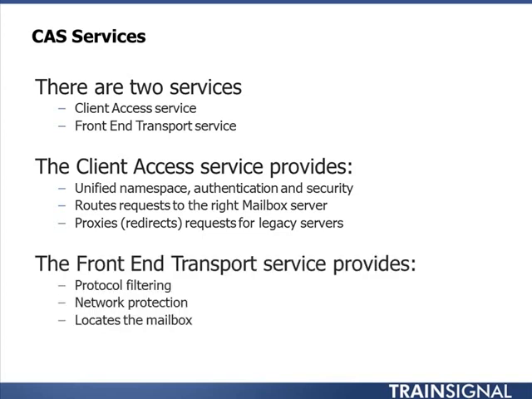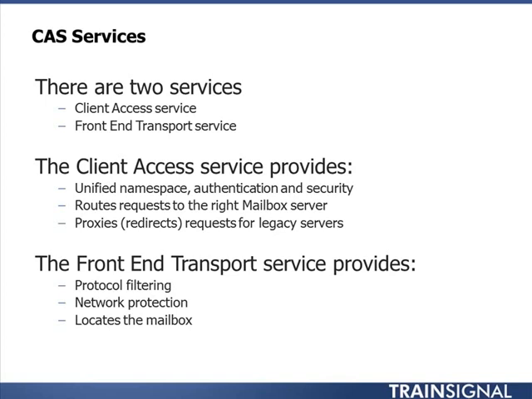At the same time, we have the front-end transport service, which provides, as we said a moment ago, protocol filtering and network protection, and it also locates the mailbox. The value of that service is that it allows for fewer unnecessary hops, because it determines the best mailbox server to deliver the message to. So that gives you a basic idea of what a client access server can do, what these two services can do. There's obviously more that you can learn if you want to dive deeper into the architecture and the services of the client access server. But for now, we'll move forward.